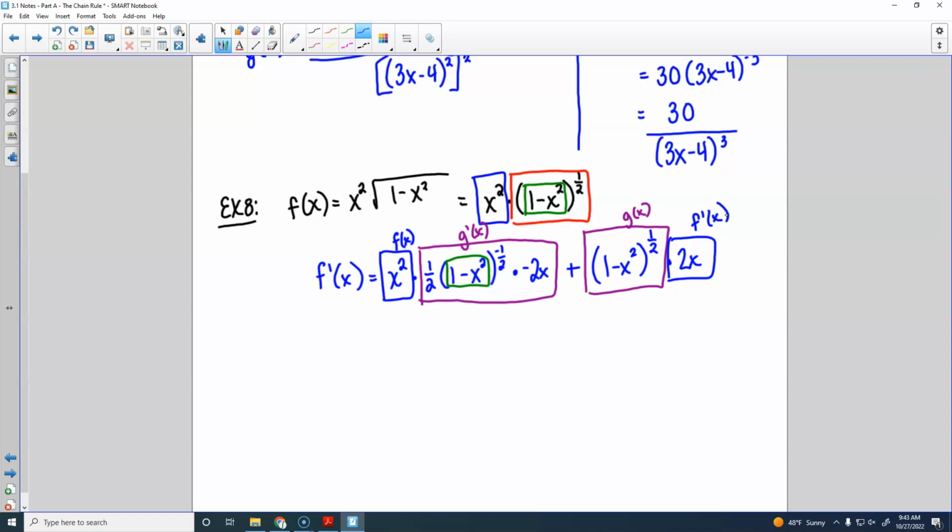So technically for response you could stop here, but usually they're either going to want you to use it later, which means it's going to be beneficial to simplify, or it's going to be a multiple choice, which means you got to simplify. So we need to simplify here.